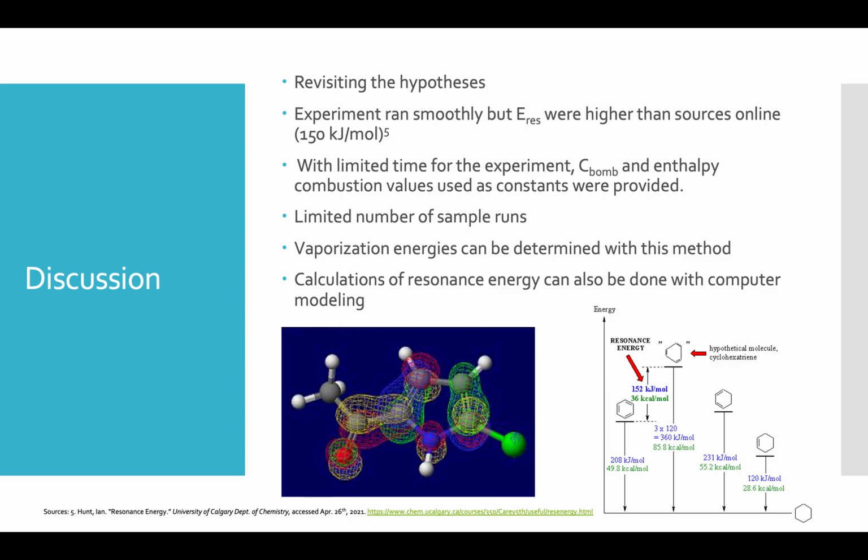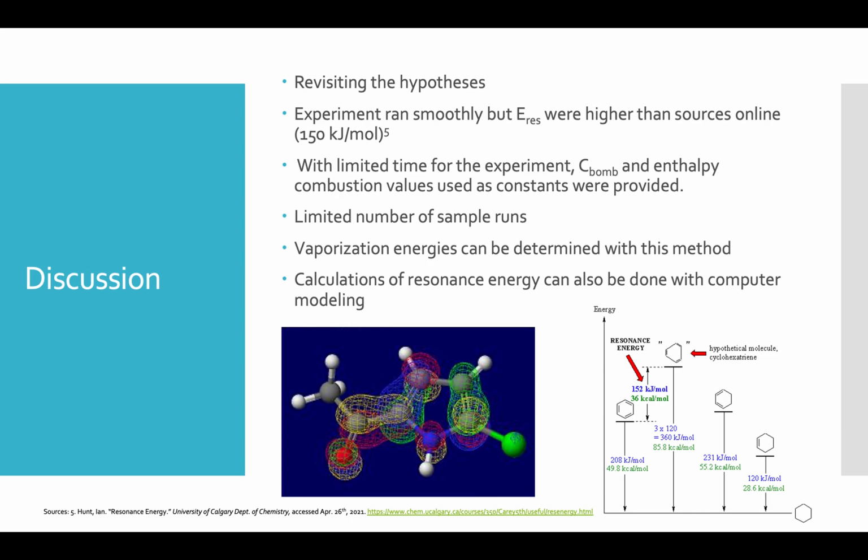There were some drawbacks to this experiment. First, the values for C-bomb and enthalpy of combustion for the gel were provided to students rather than acquired the same day in lab. This was done in the interest of time, but slightly different constant values may have been attained if the constants were calculated on the specific day the experiments were run due to external conditions changing. Additionally, time only permitted for 2 sample runs to be taken of cyclohexane and CDDT.